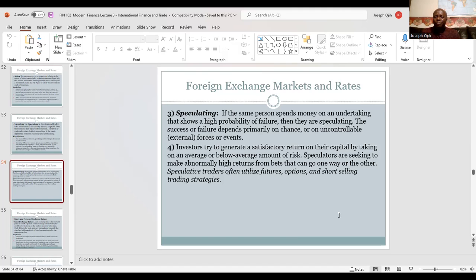Investors usually buy stocks and bonds. This will help them generate a satisfactory return on their capital by taking an average or below-average risk investment like stocks and bonds. But speculators are looking for abnormally high returns. So they usually buy assets like futures, options, and short selling trading strategies to make their own money.